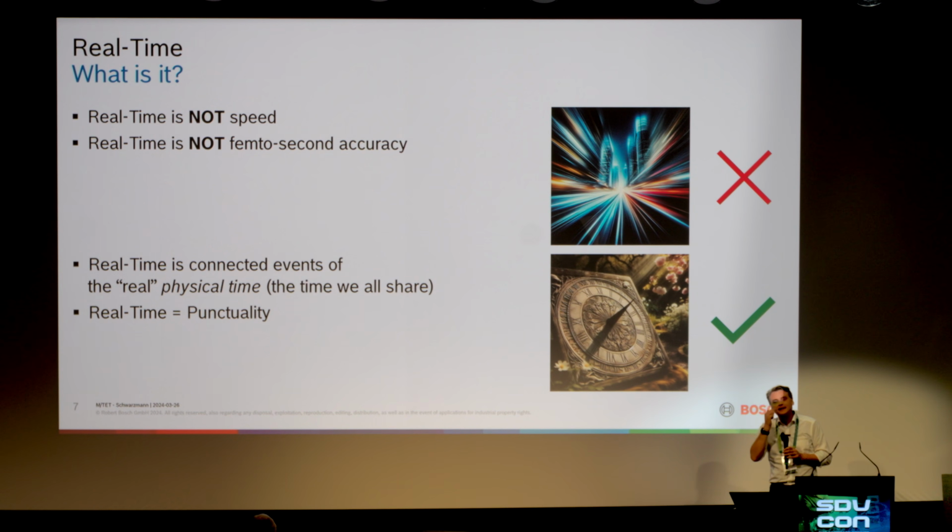Real-time is connected to the name itself: the real time is the time we all share, the time that physics works in. So when you look at your watch, all of our watches kind of work in the same way. So this is the real time. Translating real time into a maybe better word would be punctuality. So we're talking about punctual systems.